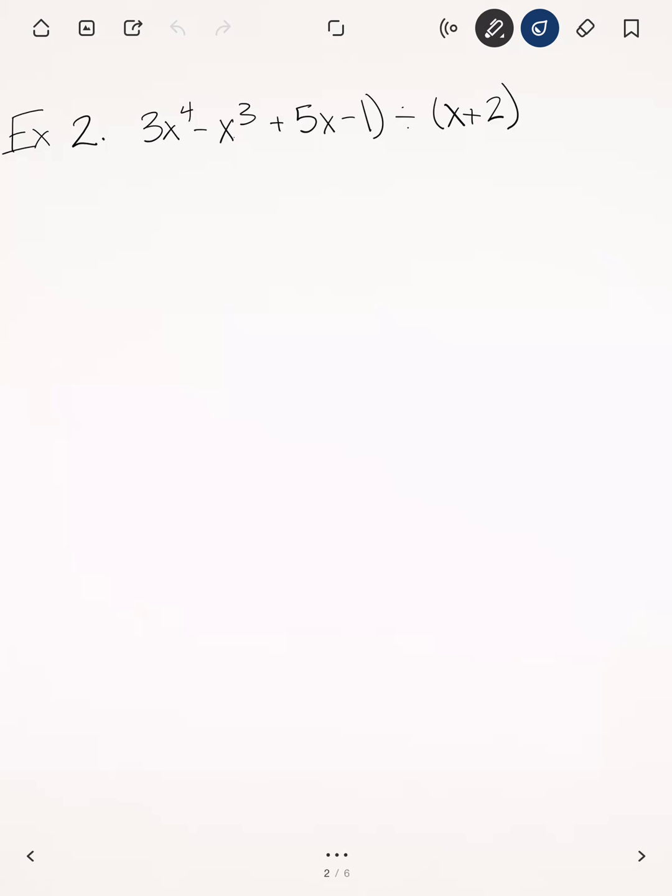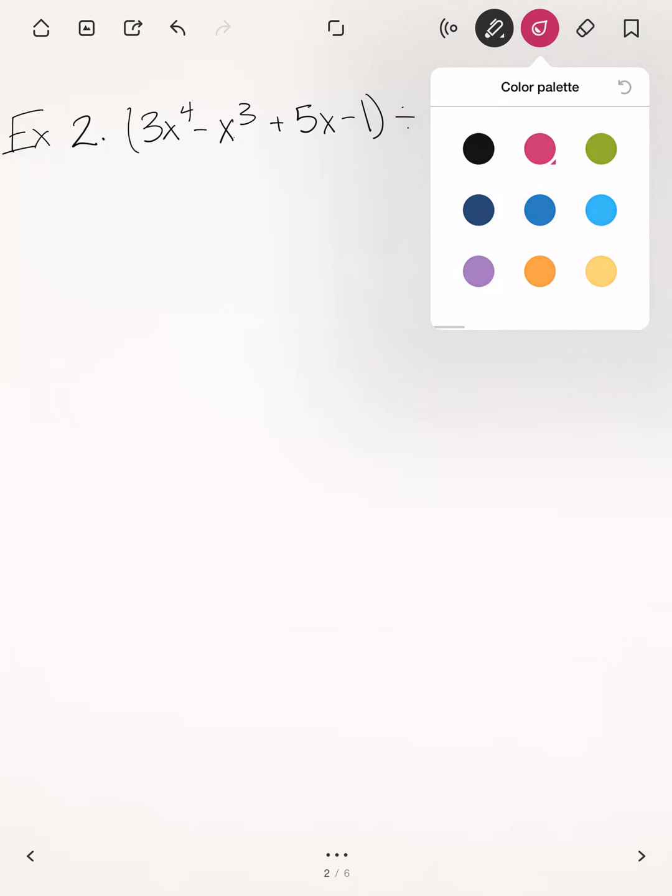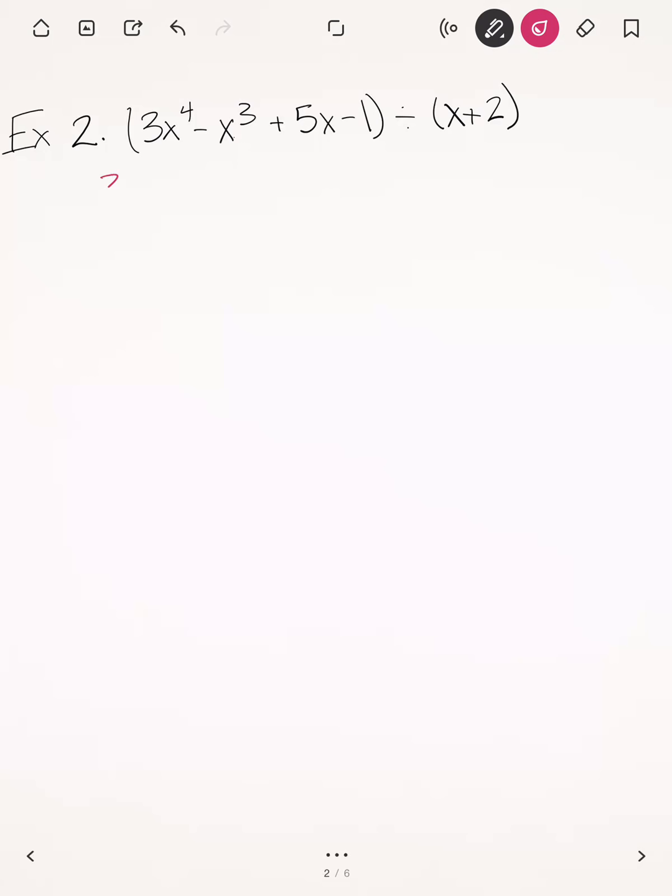Looking at example 2, I have x to the 4th, x cubed, and then x. I'm missing an x squared term, so I need to write that in. So I have 3x to the 4th minus x cubed plus 0x squared plus 5x minus 1. And it's still being divided by x plus 2.